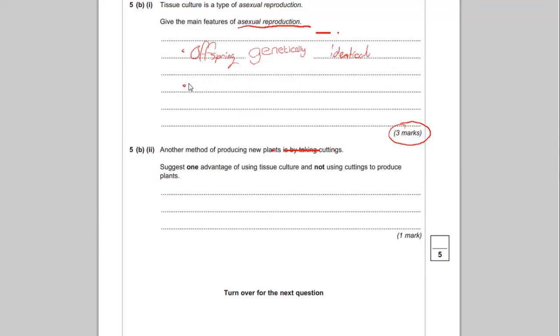The next obvious point is that there's only one parent. 2 parents aren't involved, there's only one. And then the third point is that there's no mixing of gametes, which might be a hard one to remember, but it's true. In sexual reproduction, you mix 2 gametes, be it sperm or egg. In asexual reproduction, there's no such thing as that.